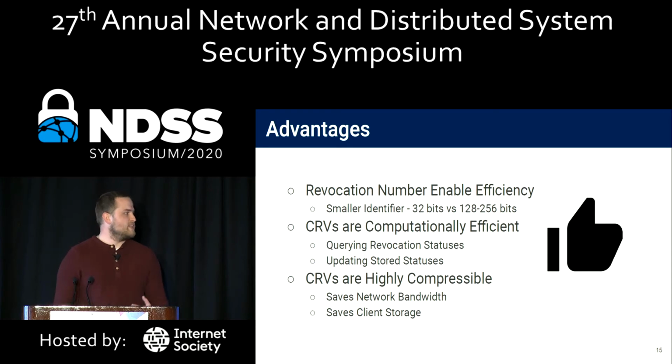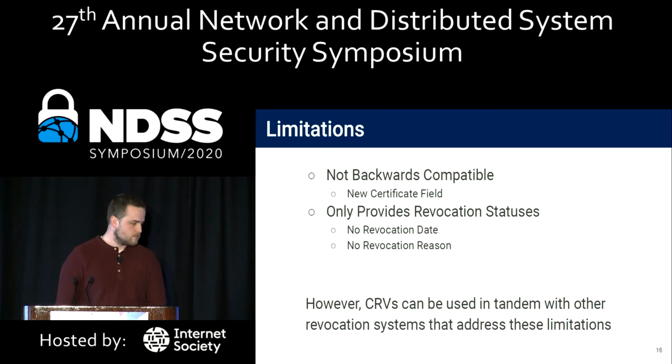So this design has a number of advantages. First, the smaller identifiers and revocation numbers enable a large deal of efficiency gains in a number of places. CRVs themselves are actually very computationally efficient. Querying revocation statuses occurs in constant time, and updating stored statuses also occurs very quickly. CRVs are also extremely compressible due to their nature. They are generally a whole bunch of zeros with interspersed ones, so it makes them very, very compressible, which allows us to save a bunch of network bandwidth and client storage.